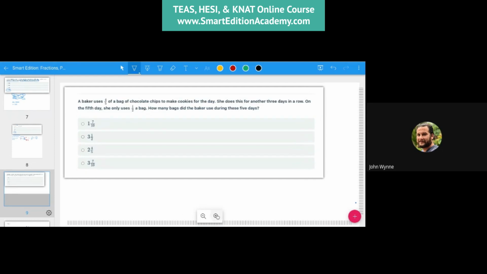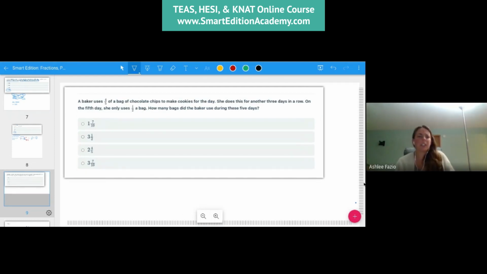Okay, a baker uses 4/5 of a bag of chocolate chips to make cookies for the day. She does this for another 3 days in a row. On the 5th day, she uses only 1/2 a bag. The question is, how many bags did the baker use during these 5 days?